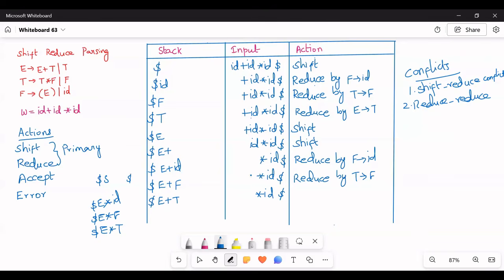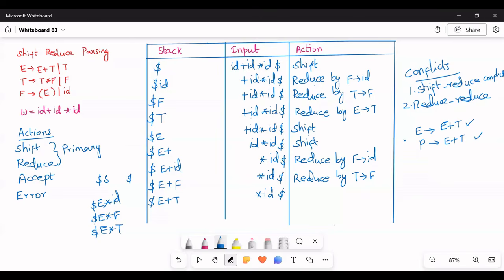Reduce reduce conflict: for example, sometimes we may get a handle on the stack. Here we have E plus T as a handle. Suppose we have one production like E tends to E plus T and another production like P tends to E plus T. So here we may get confusion whether we have to replace E plus T by E or by P, whether we have to reduce this production to E or P. So this is called a reduce reduce conflict. Sometimes we may get this conflict also.